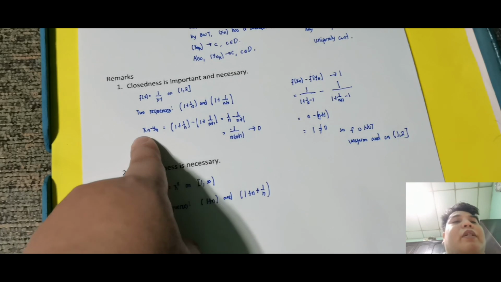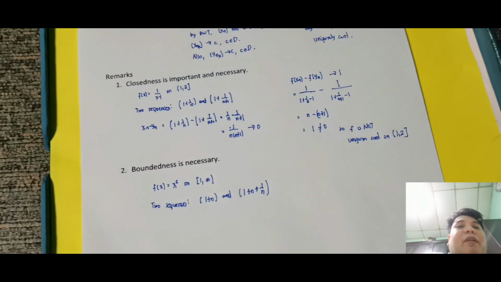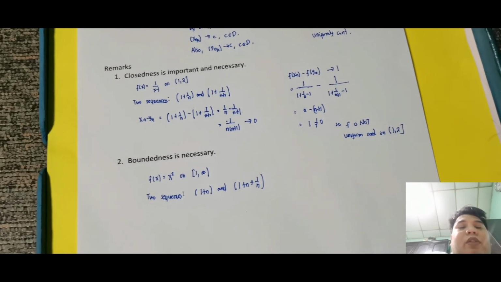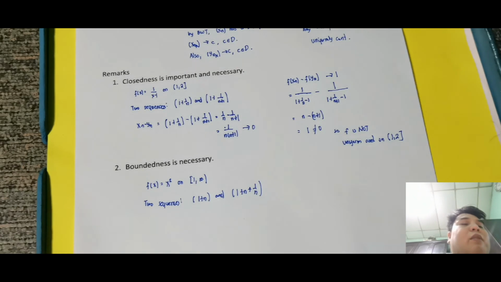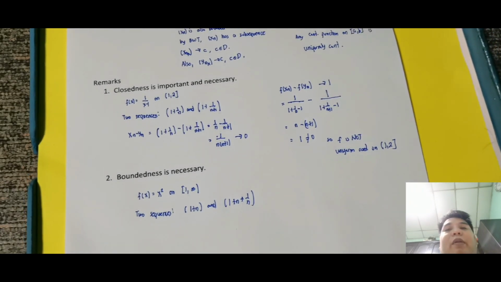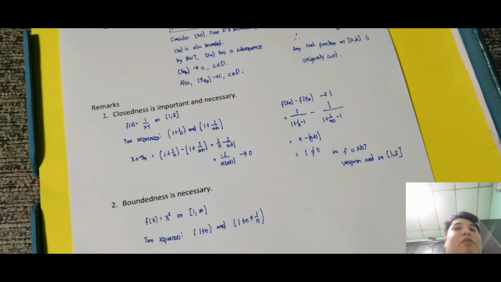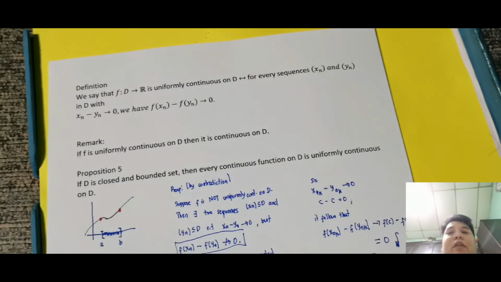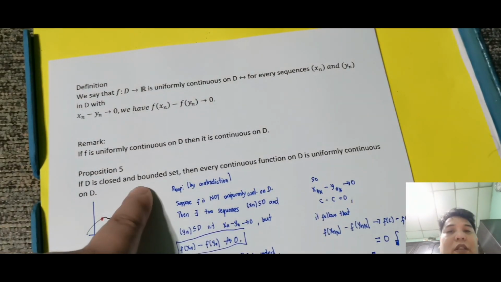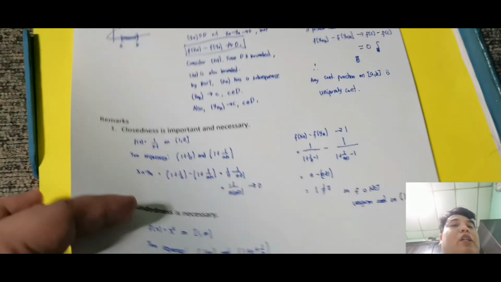Observe mo x sub n minus y sub n saka yung f of x sub n minus f of y sub n. Tapos, mapapansin mo hindi siya uniformly continuous. So, importante pa rin si boundedness. So, ibig sabihin dapat walang infinity or negative infinity na nakikita. Okay, so again, remark dito sa ating uniform continuity, dapat close siya at the same time bounded. Yun yung, kaya nga ang definition, if D is closed and bounded set, then every continuous function on D is uniformly continuous.